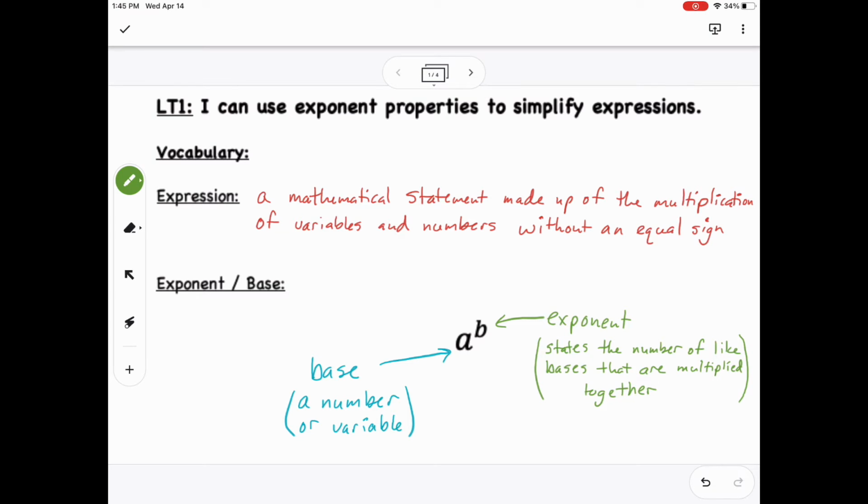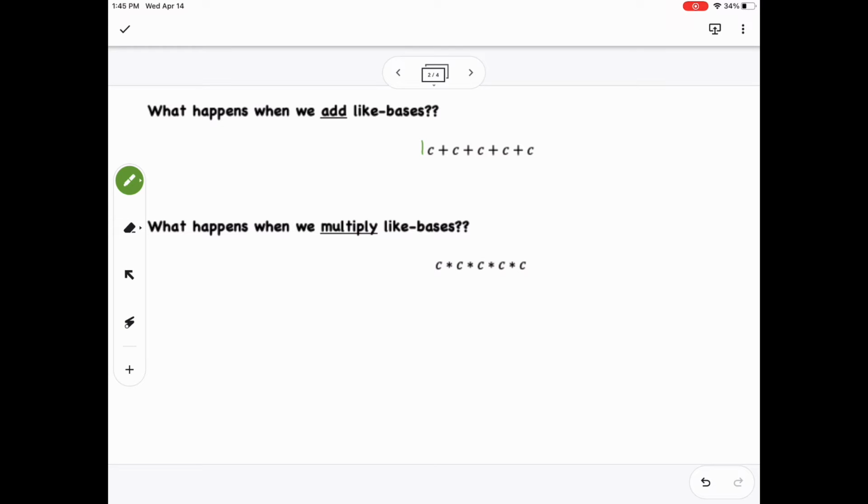To compare, if we add like bases, because of the like terms, we're adding the numbers in front, so it's 5c for those 5 c's that are being added. If we do the same thing for multiplication, we're actually looking at their exponents and adding them up. We're just writing the value of 5 up as an exponent. So it's the same kind of idea for both, but because of the different operation that we're using to deal with those bases, we write them differently.